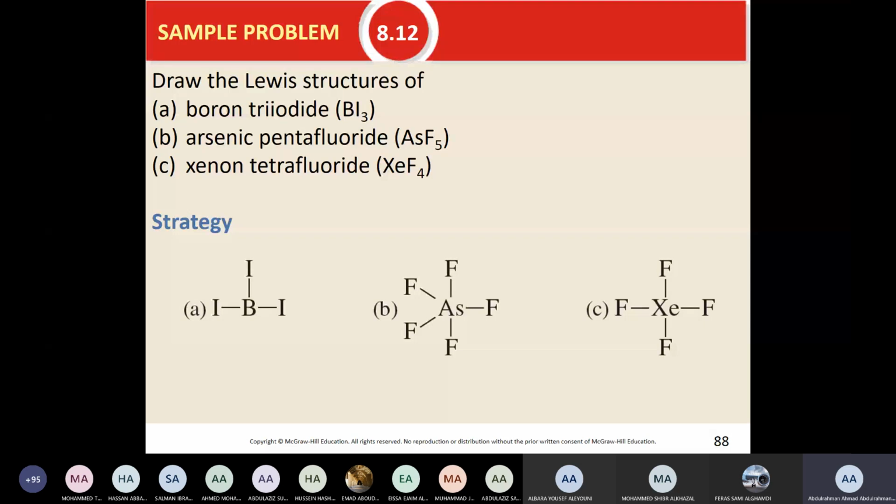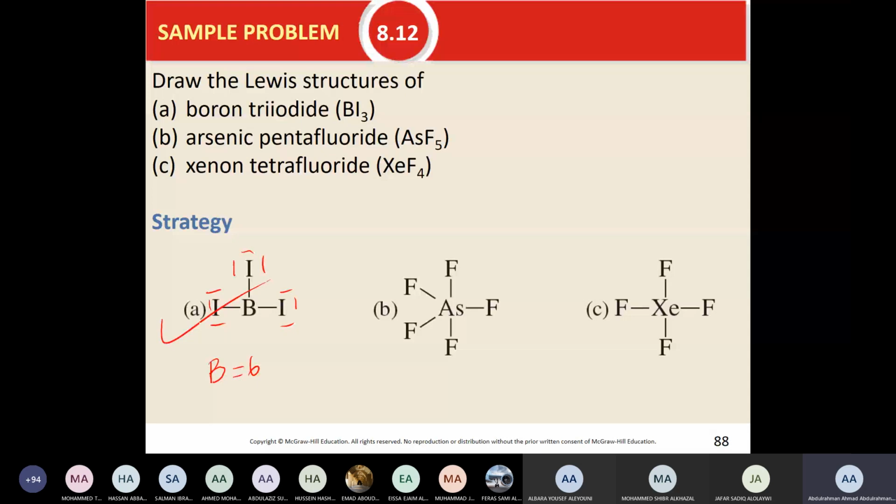All right. How about we draw the structure of BF3. This is the structure of BF3. Is this the correct structure or wrong? Correct structure. Why? Because B takes 6. It takes only 6, so this is correct. No problem. How about AsF5?